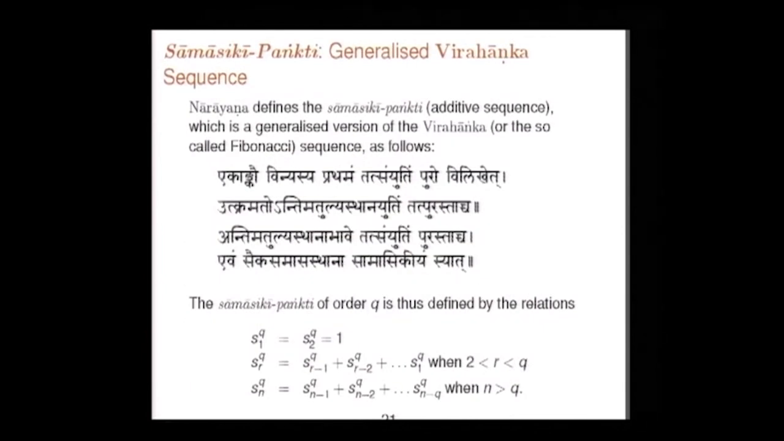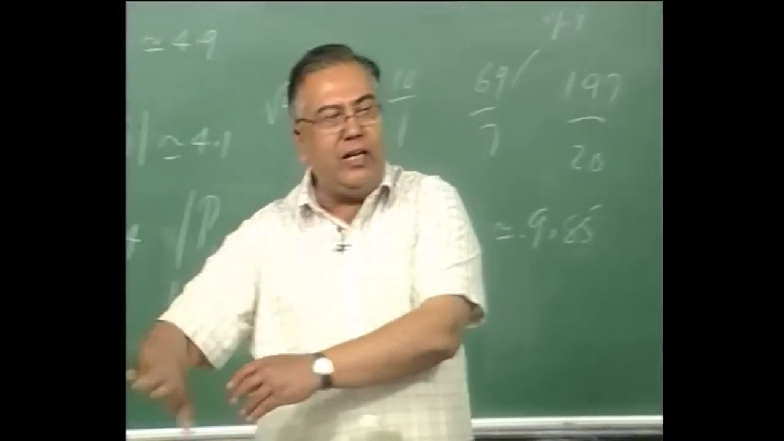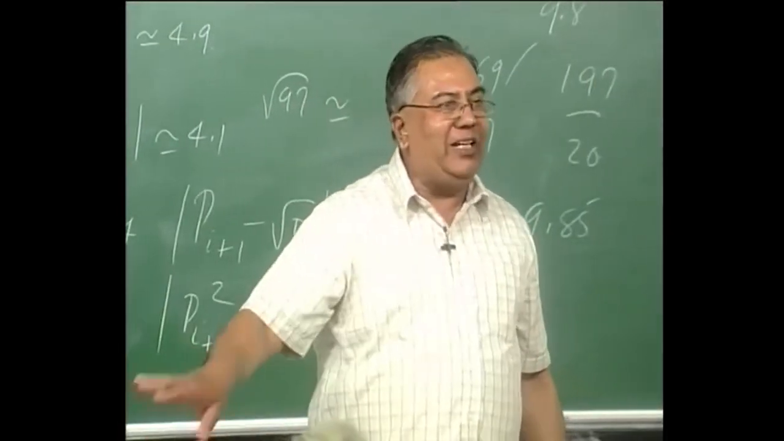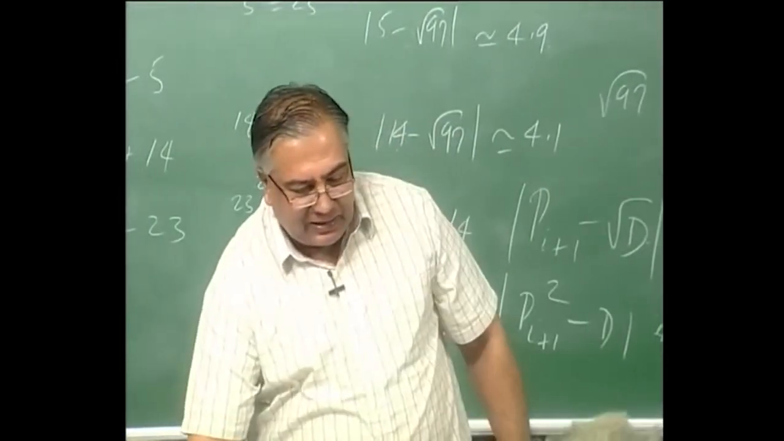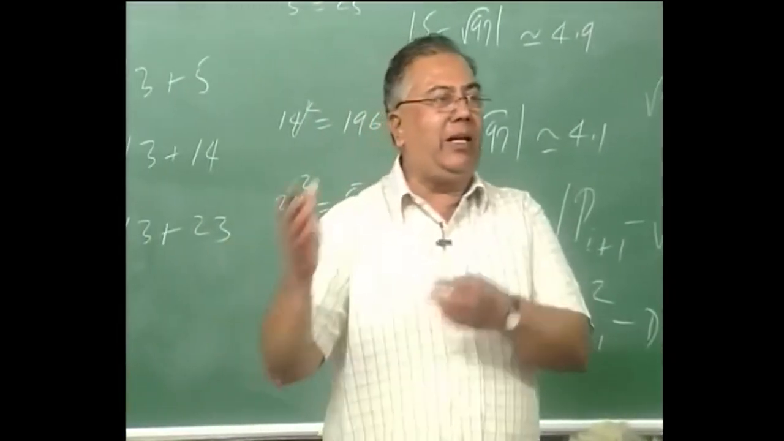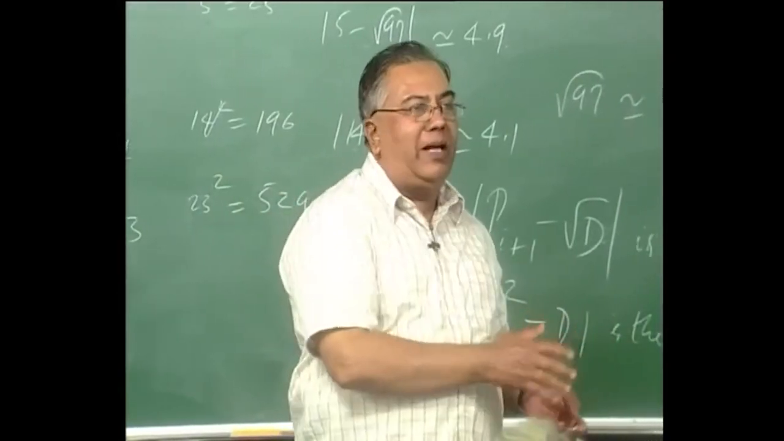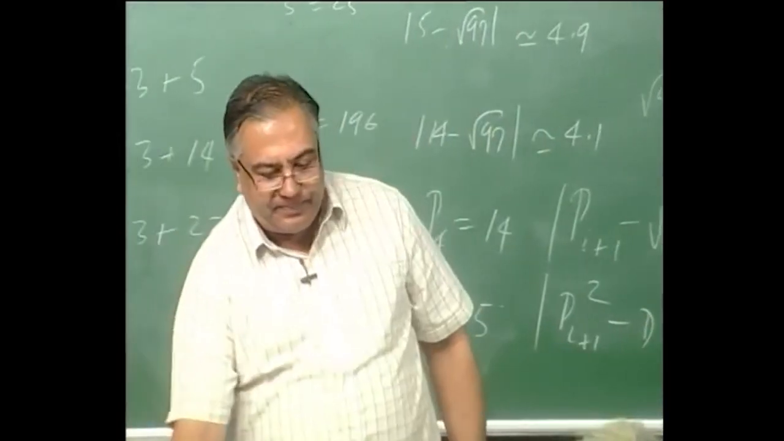And this is called the Samasiki Pankti. He defines it right in the beginning of the chapter, where it has nothing to do with the problem of combinations or prastara. He just defines it generally. This is the general definition, which is that each number is the sum of the previous Q numbers after a certain point.